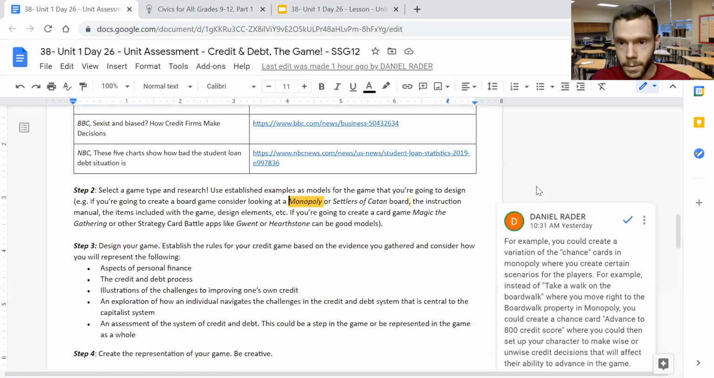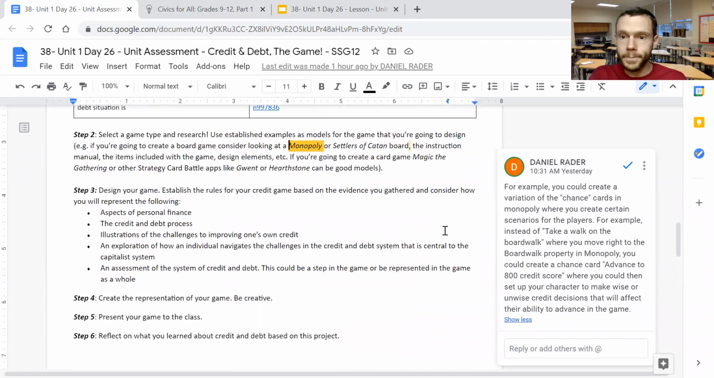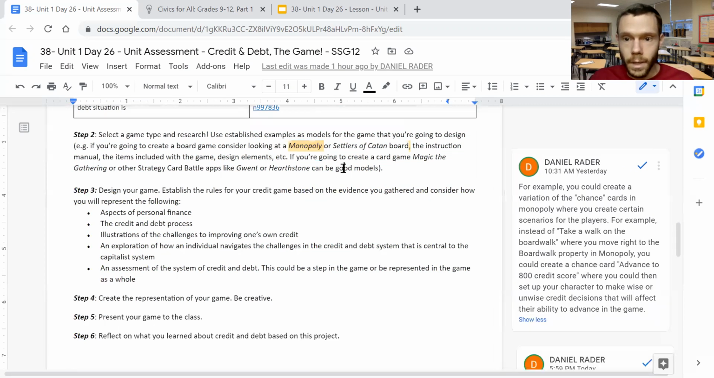So for example, in this comment, I wrote, for example, you could create a variation of the chance cards in Monopoly where you create certain scenarios for the players. So for example, instead of, quote, take a walk on the boardwalk, where you move right to the boardwalk property in Monopoly, you could create a chance card advance to an 800 credit score, where you can then set up the character to make wise or unwise credit decisions that would affect their ability to advance in the game.